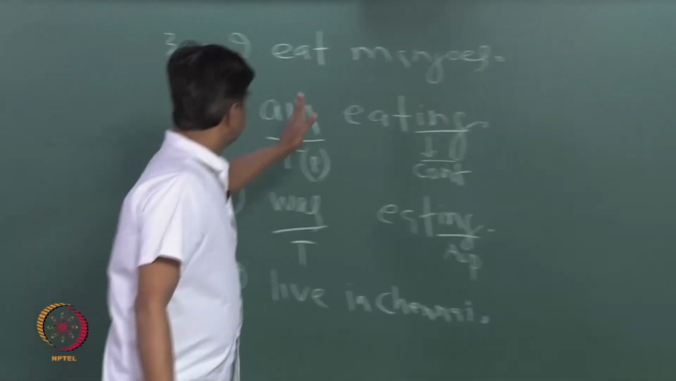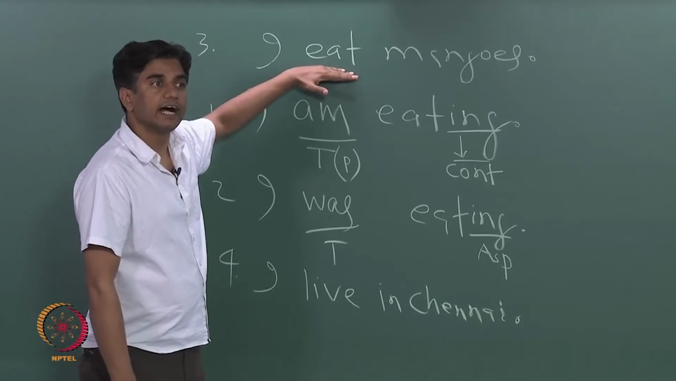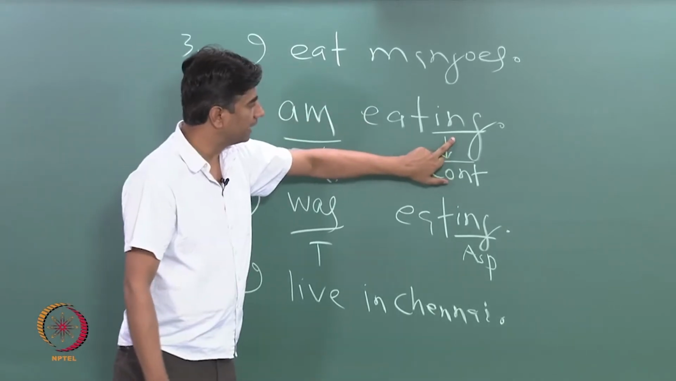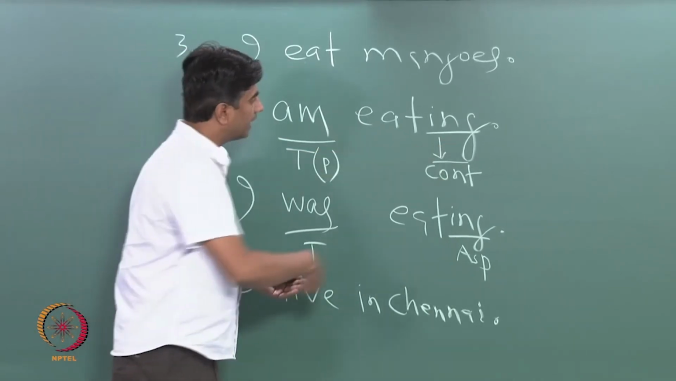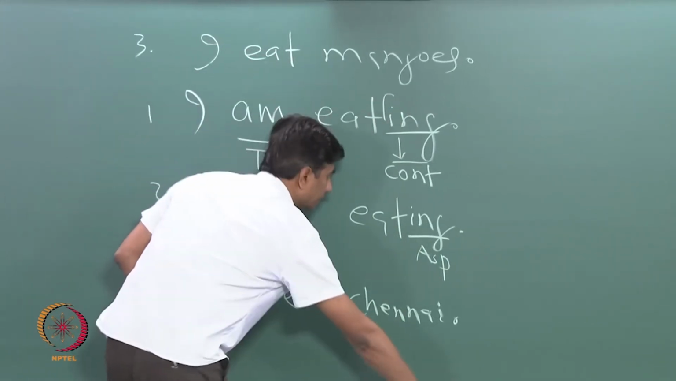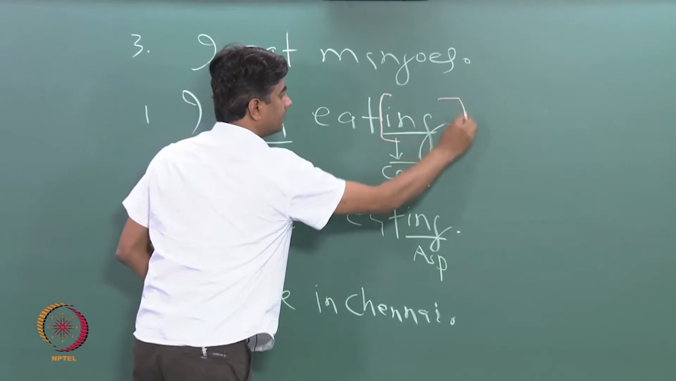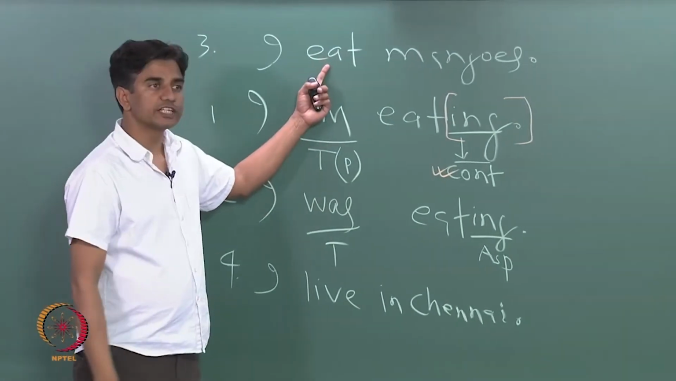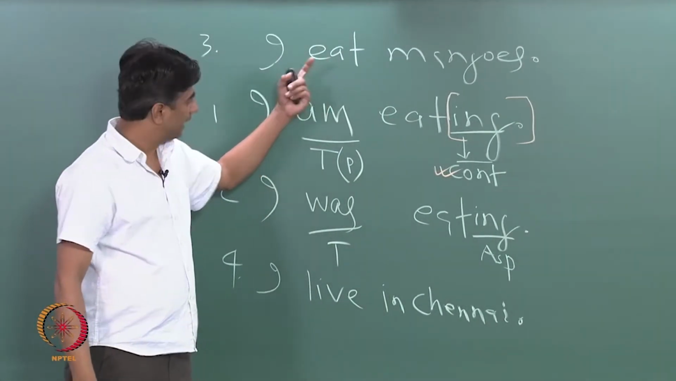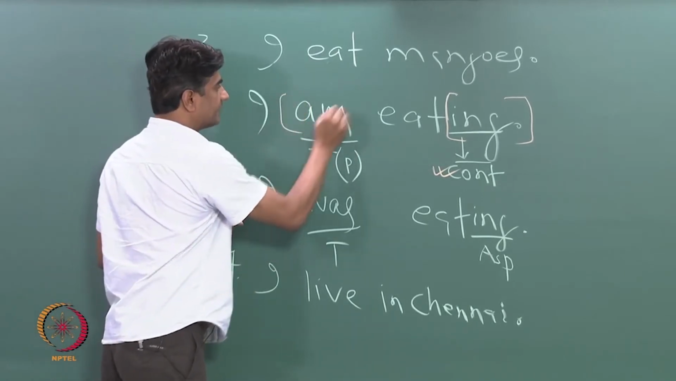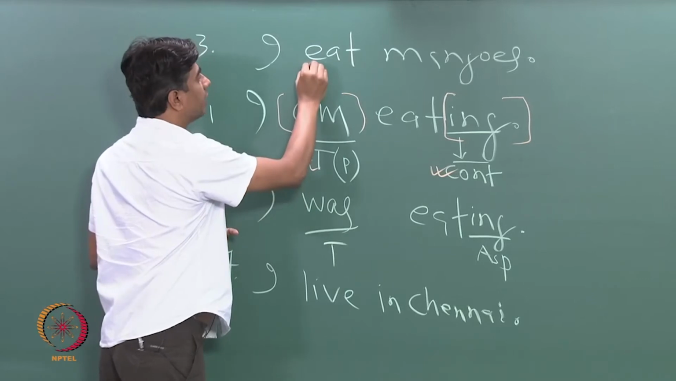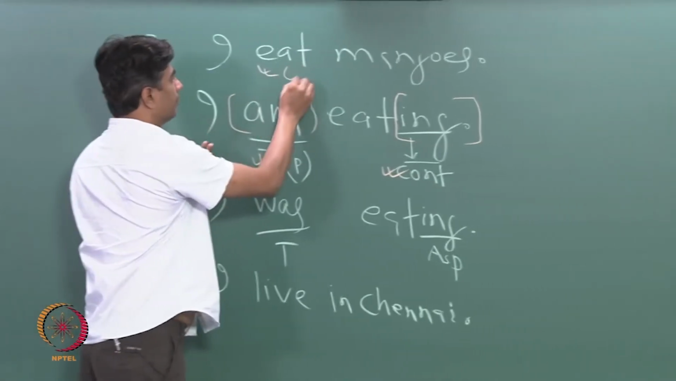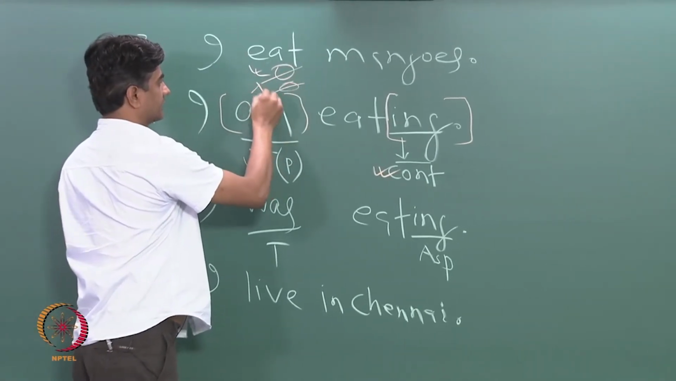So this one has aspect too, which is not visible. Unlike this, where ing is the marker of this continuity, there is no such marker of aspect here. At the same time, the way this thing marks tense, there is no marker of tense either. That is, zero marker for tense, zero marker for aspect.